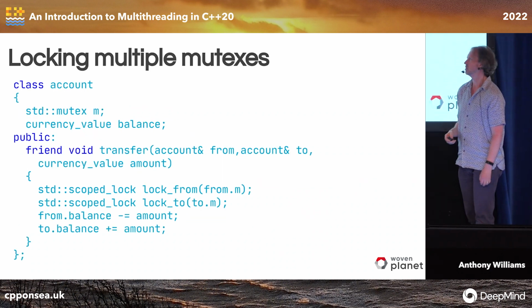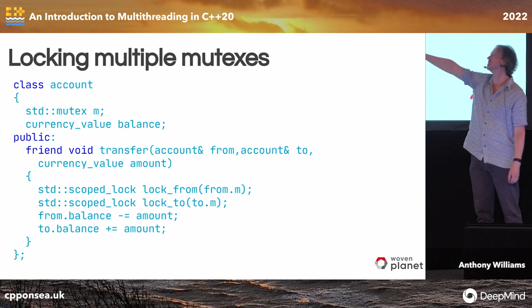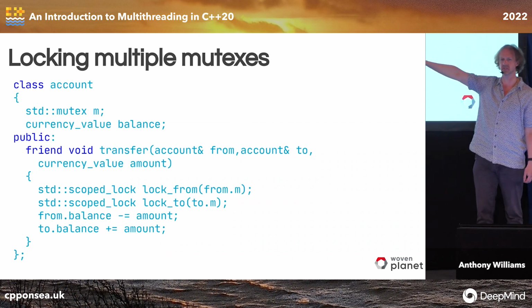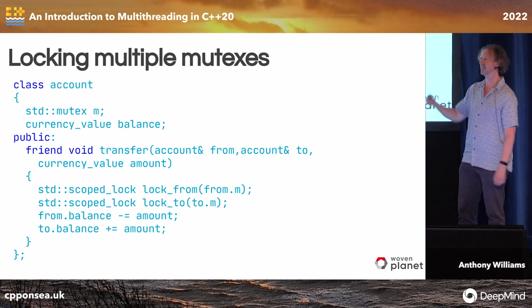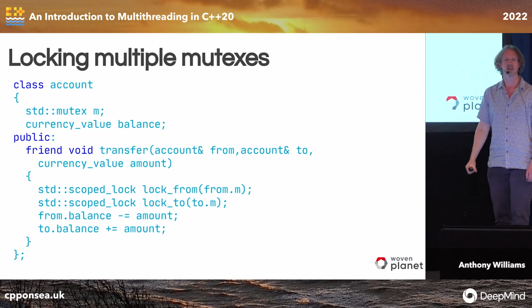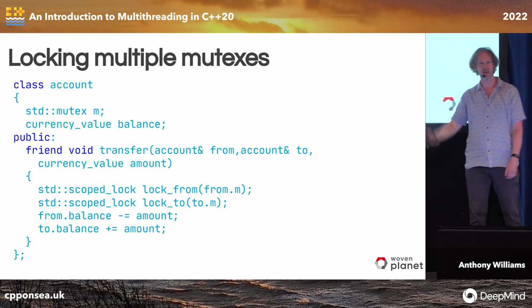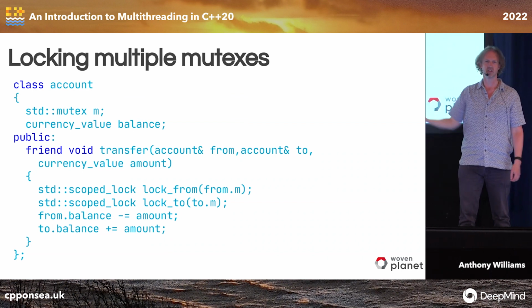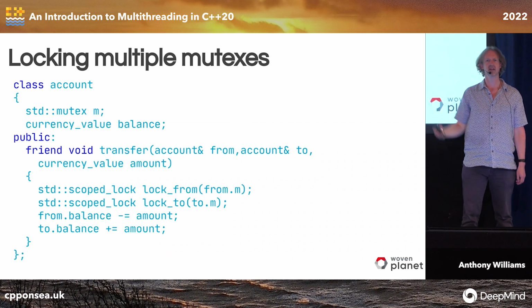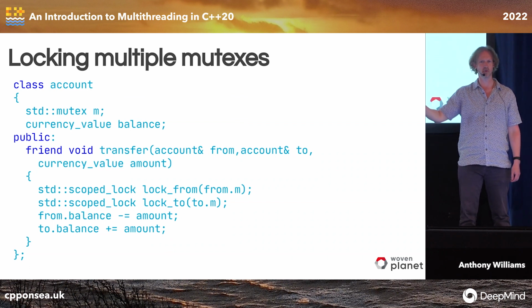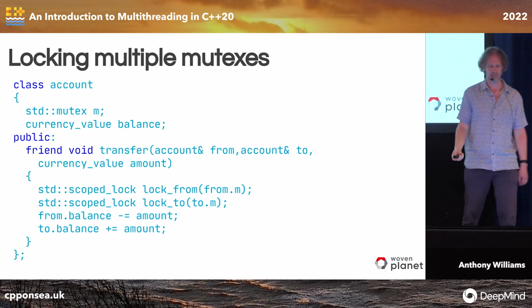If you try and lock multiple mutexes, you could put 2 scope locks side by side, but don't do that, because this is opening yourself up to a deadlock. If somebody tries to transfer money, in this case, between 2 accounts from A to B, and simultaneously another thread tries to transfer from B to A, then you're locking the same 2 mutexes in different orders on different threads, and that's a deadlock.